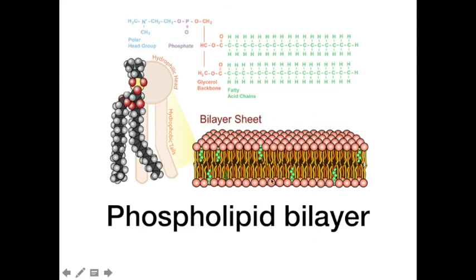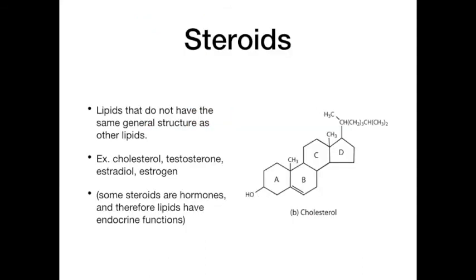Okay, now let's go ahead and talk about the last type of lipids, and we've got steroids. Steroids are lipids that do not have the same general structure as other lipids. Instead, they consist of four linked carbon rings. This is called a steroid backbone. One, two, three, four carbon rings linked. Now here we have different types of groups, and depending on the type of group, we've got different steroids. We've got, for instance, cholesterol, testosterone, estradiol, estrogen.